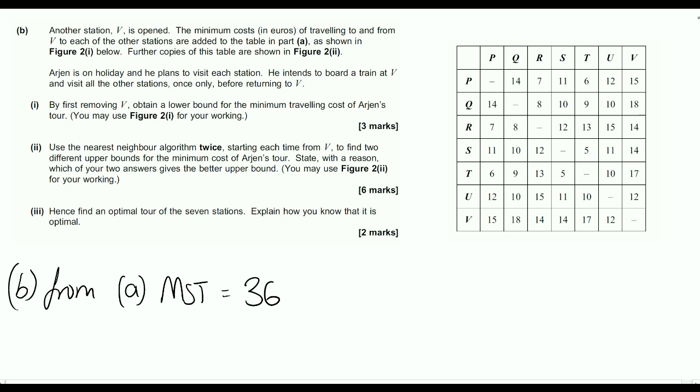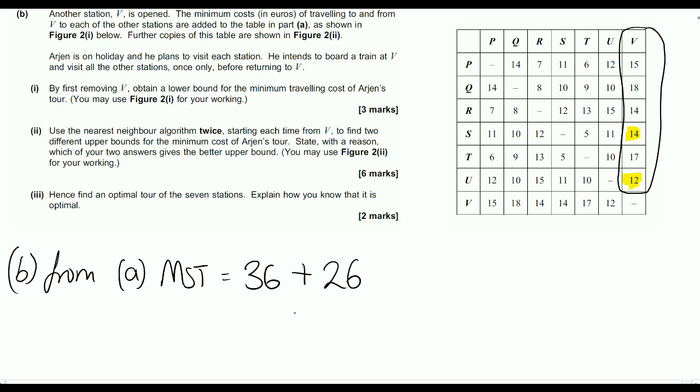And then what do we have to do? So we've got our minimum spanning tree and we add in V by its two shortest edges. So in this case, we're going to be adding in V by a 12 and a 14. So we're then going to add in 26 more. So let's say we're going to be using V to S and V to U. So that gives me my lower bound of 62. And that is worth 3 marks.